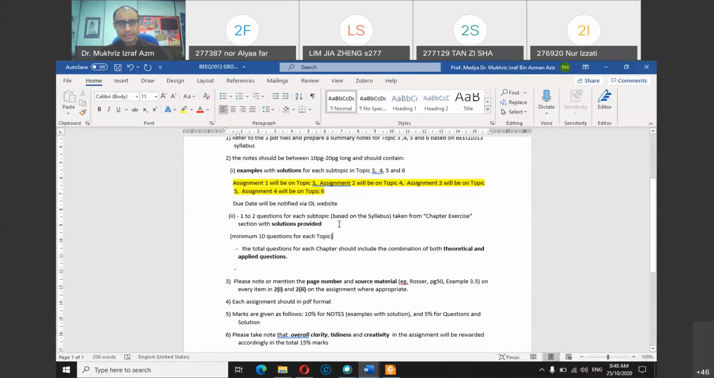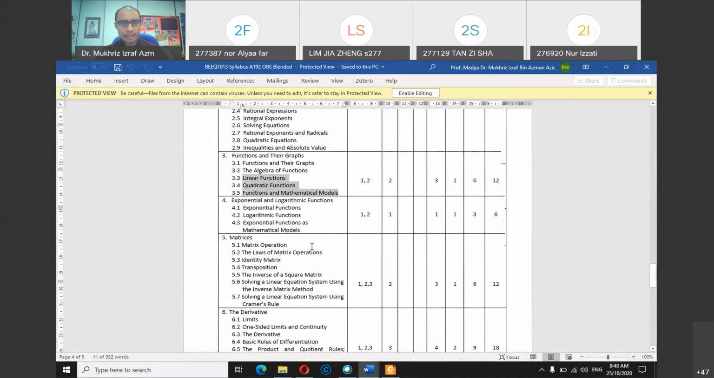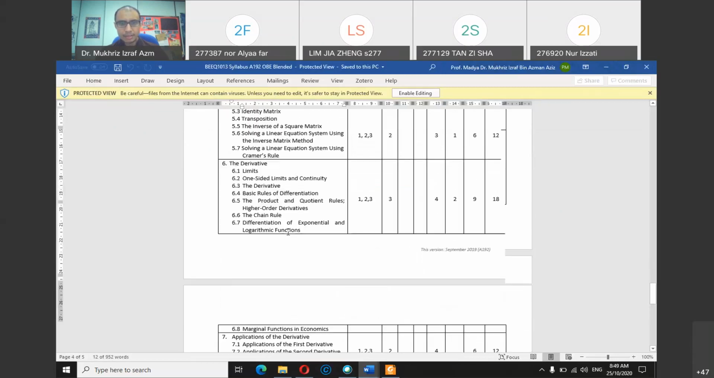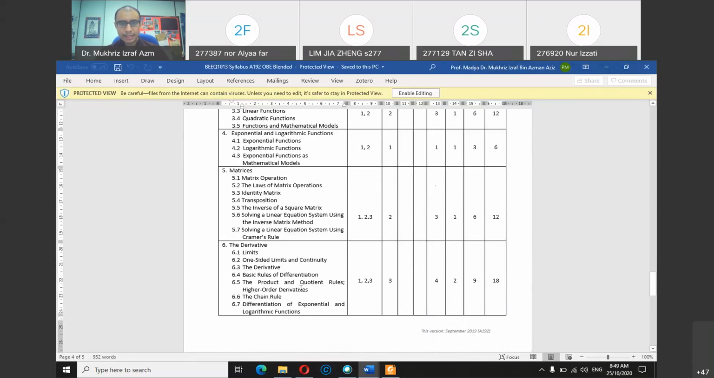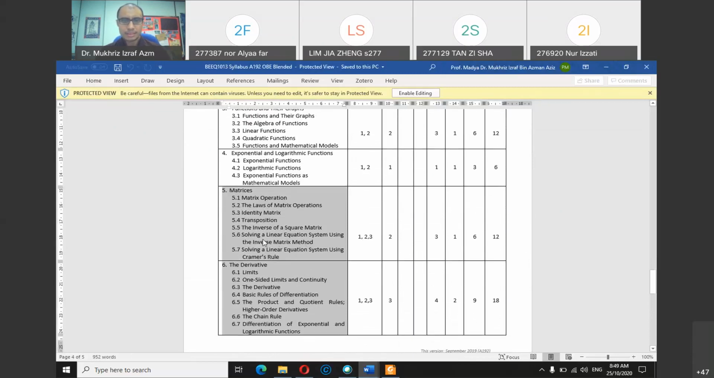So these are the changes. For the first assignment, I think you shouldn't have a problem getting 10 questions for each, I mean, for topic number 3, because there are plenty of questions that you can get. But my concern is more on topic number 4. There are only 3 subtopics. The rest, because your assignment will be for topic number 3, 4, 5, and 6, for topic 5 and 6 you shouldn't have a problem getting 10 questions, because this is a big topic and there are plenty of questions and examples from the ebooks.